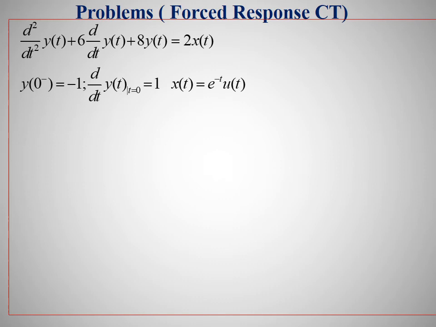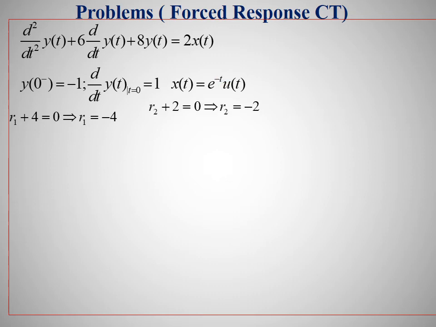Let us go on to consider another problem to determine the forced response in the continuous time case. The problem given here is d squared y by dt squared of y of t plus 6 into d by dt of y of t plus 8 into y of t is going to be equal to 2 into x of t. y(0-) is minus 1 and d by dt of y of t at 0 is 1. The initial conditions are given and input is given as x of t is equal to e power minus t u of t.